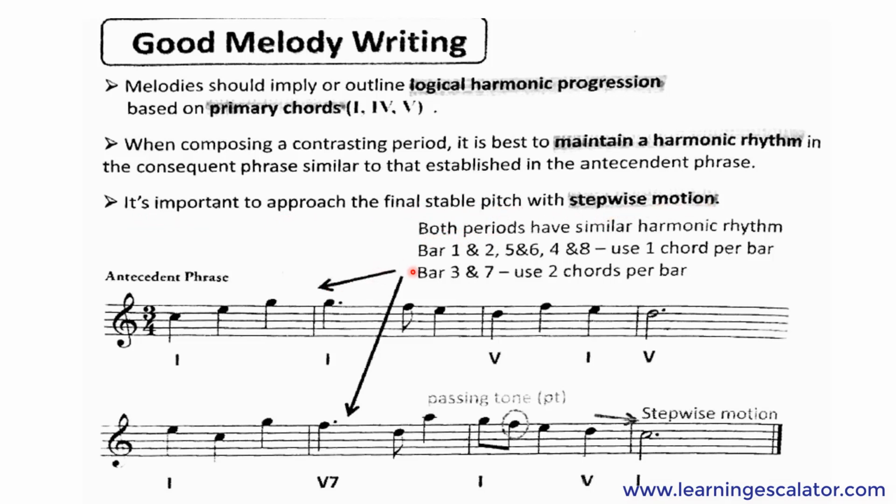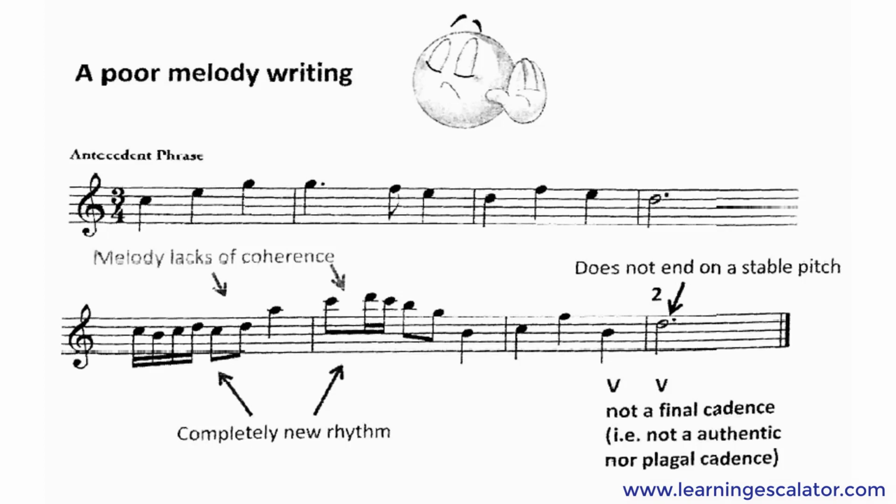Over here, both periods have a similar harmonic rhythm, as the rhythm is similar in bars 1 and 2 and 5 and 6, and in bars 4 and 8 they use one chord per bar. Like here's just one tonic chord and one tonic chord, and a tonic chord and a dominant 7. Here it's also one chord, and in bars 3 and 7 there are 2 chords per bar. So this is an example of a poor melody writing.